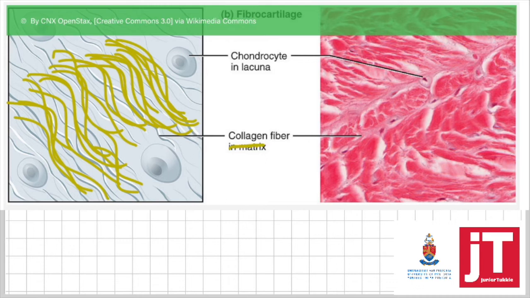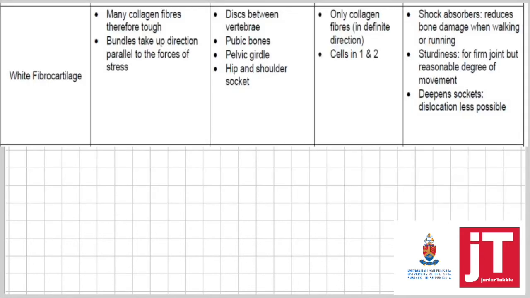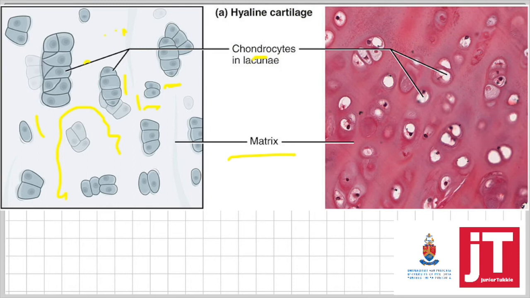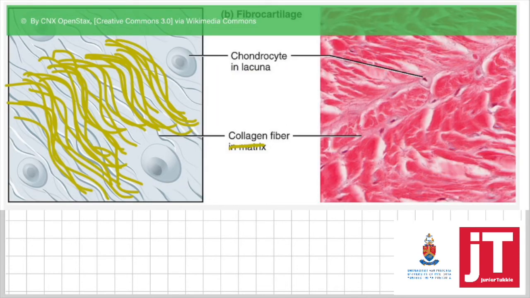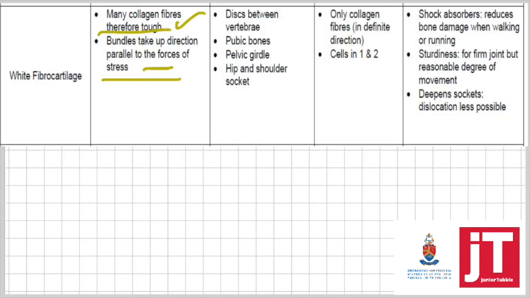So, again, there you can see your chondrocyte and your lacuna, which you've already discussed, and then your collagen fibers. You will know it's a white fibrocartilage because the collagen fibers always run in a certain direction. Now, let's look at the position. So we've said many collagen fibers, so it's very strong, and the bundles take up the direction of the force. That means the fibers are running in the direction of the stress that's been placed on the body. Right. Now, where is this tissue found?